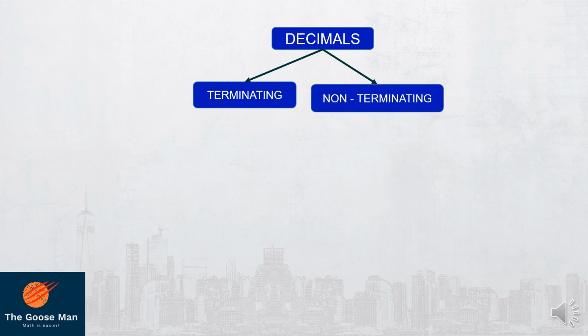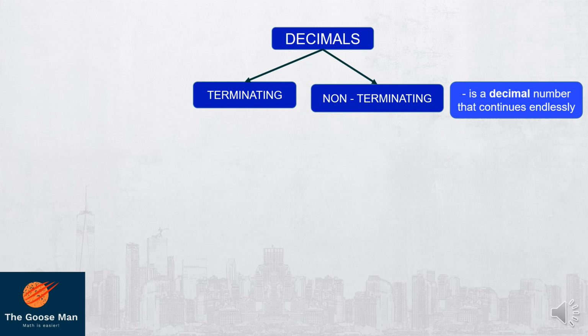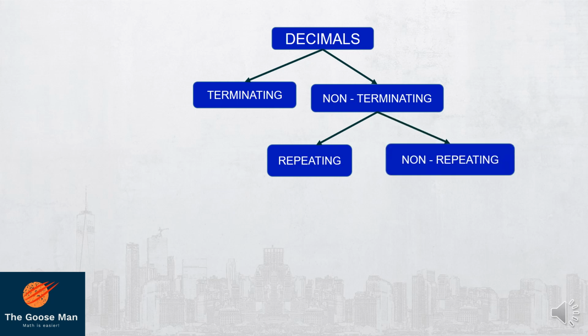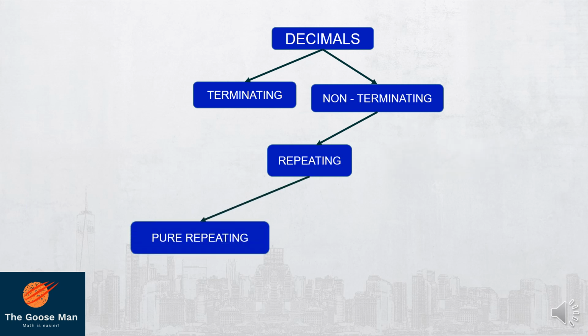So let's move on to another type of decimal, which is actually the non-terminating decimal. This is a decimal that continues endlessly. However, this non-terminating decimal can be subdivided into two parts. We have the repeating decimal, and the other one is the non-repeating, non-terminating decimal. Let's move on to pure repeating non-terminating decimal. Whenever we have a pure repeating non-terminating decimal, it means that the entire quotient repeats infinitely.